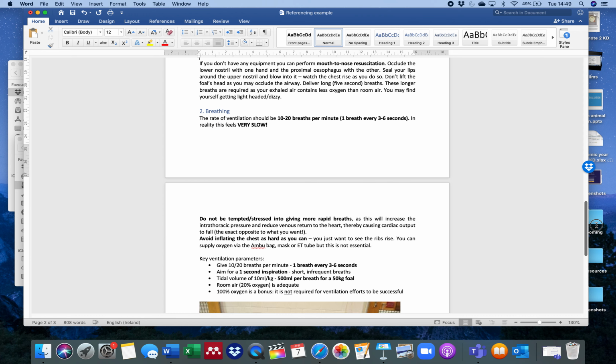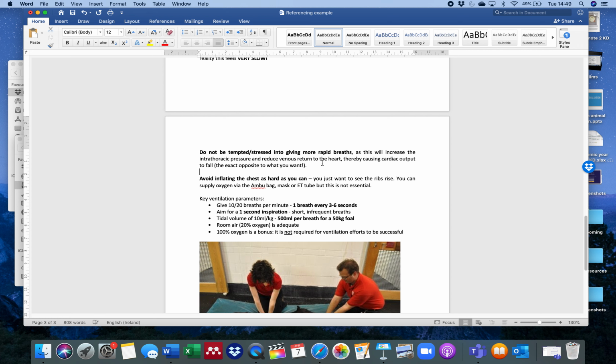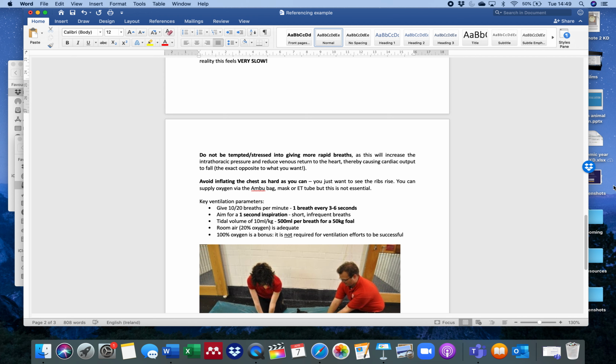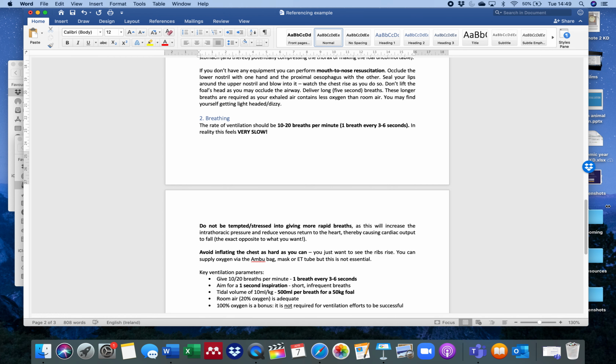And then you can see here, because I've made the paragraphs further up the page further apart, I've now hopped this line here, starting "do not be tempted", onto a new page. So I need to put in a page break, or another line here, between this advice on the rate of breaths and avoid inflating the chest as hard as you go. So I'm happy with that. And then that's the last paragraph. Okay, so that's just an example of how to review your paragraphs after you've written your work and check that they're logical. Thanks.